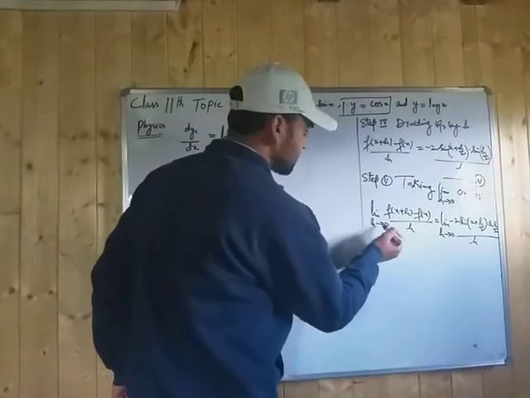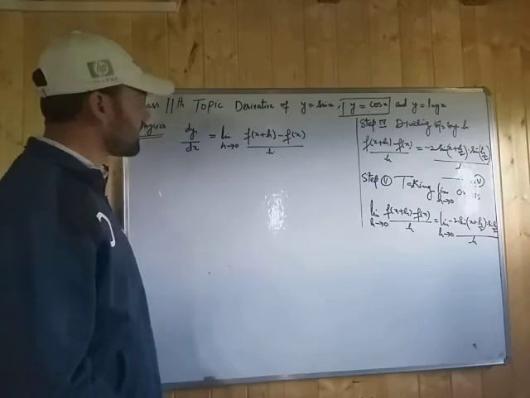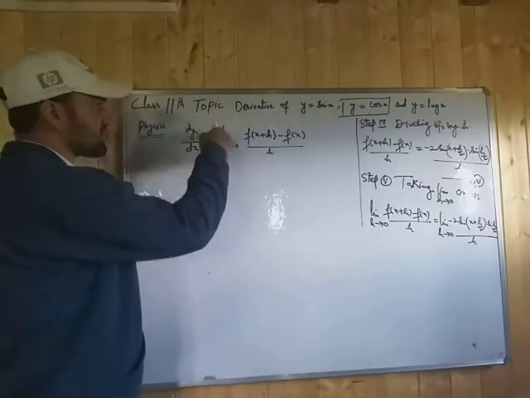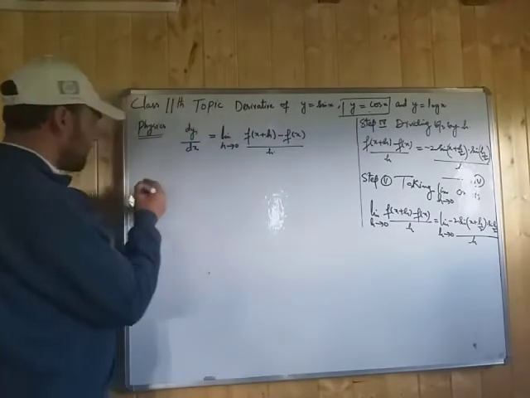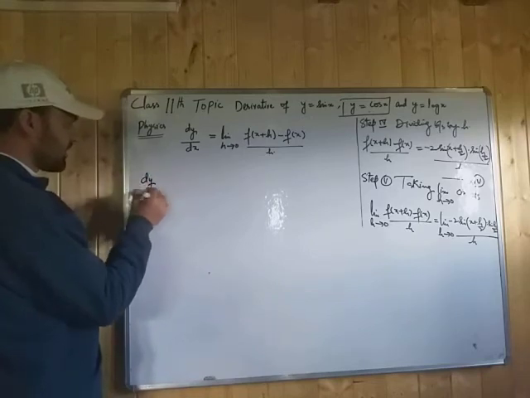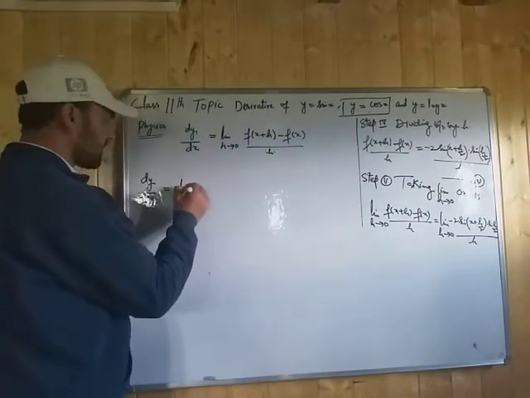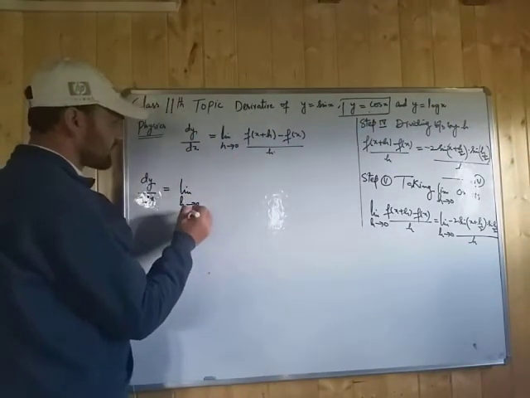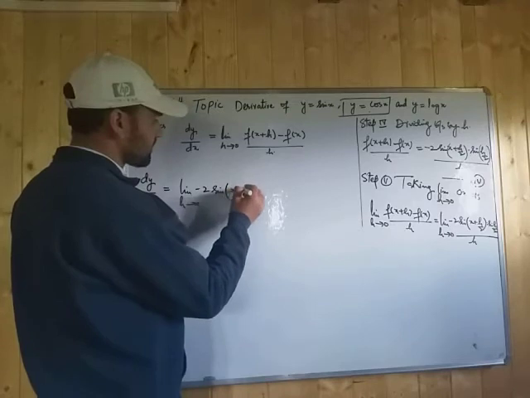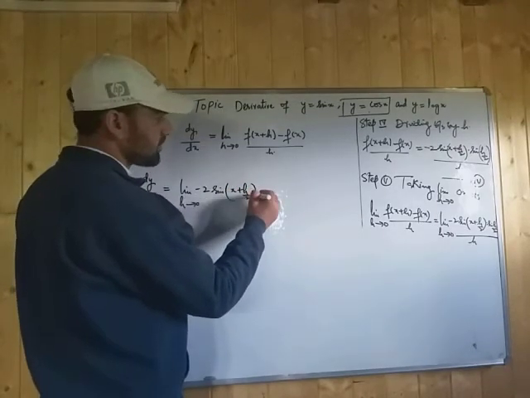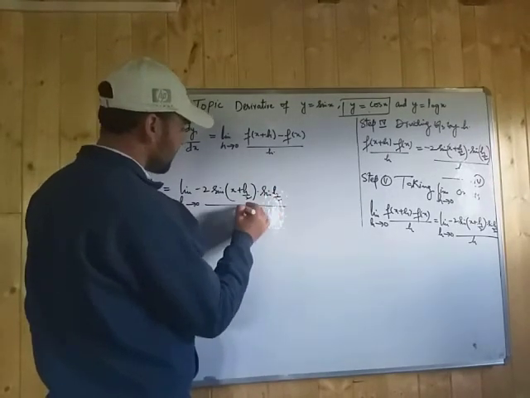So this limit h tends to 0 of (f(x+h) minus f(x)) divided by h is dy divided by dx. As you can see here, dy/dx is the limit h tends to 0 of (f(x+h) minus f(x)) divided by h. So dy/dx is equal to limit h tending to 0 of minus twice sine of (x+h)/2 into sine of h/2, whole divided by h.